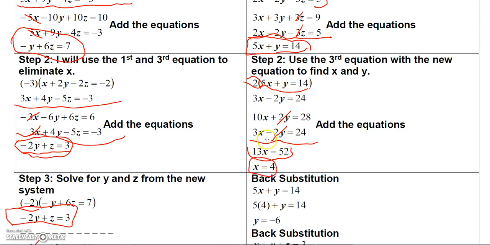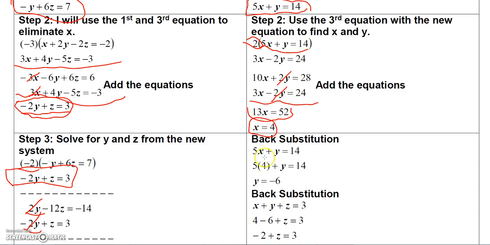Well, now I can back substitute, so I'm going to actually back substitute into the equation 5x plus y equals 14. And so I'm going to plug the 4 in for x, and I get 5 times 4 plus y equals 14. Well, that's 20. 20 plus y equals 14. So if I subtract 20 from both sides, I get y equals 14 minus 20, which is negative 6.